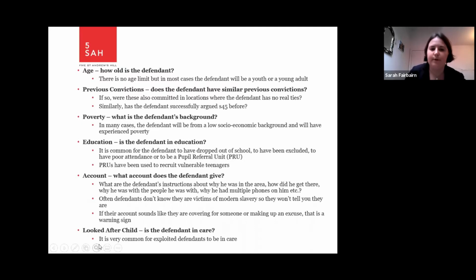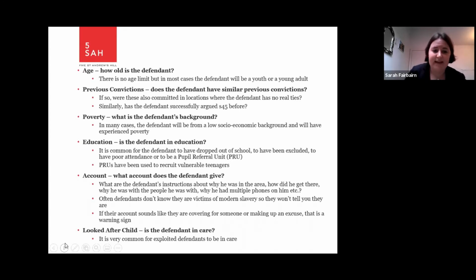And more, we're seeing PRUs being used as somewhere to recruit vulnerable teenagers to go and deal drugs in county lines cases. So if your client is in a PRU or has been recently, or has any problems with their education, again, that's another warning sign to look out for.